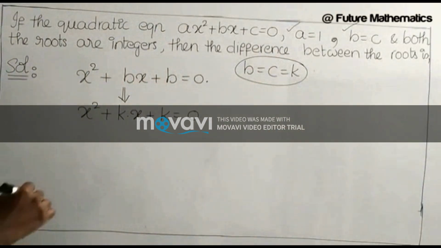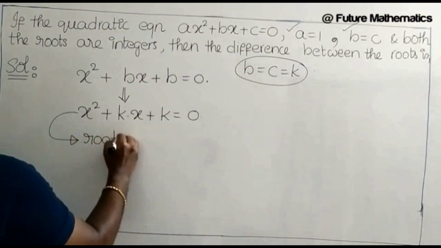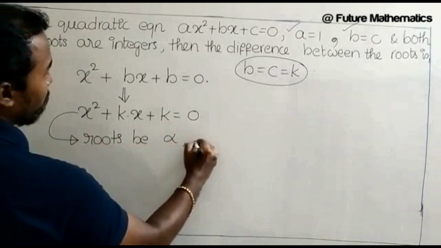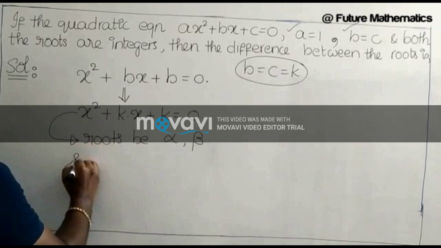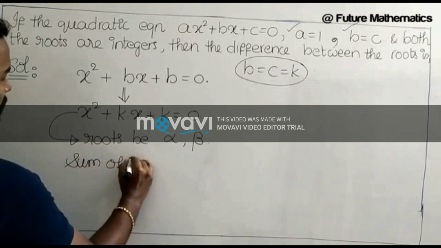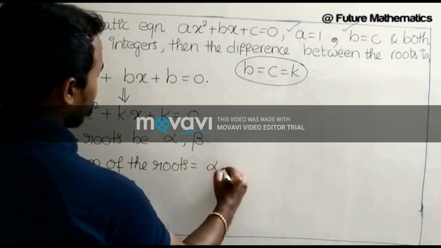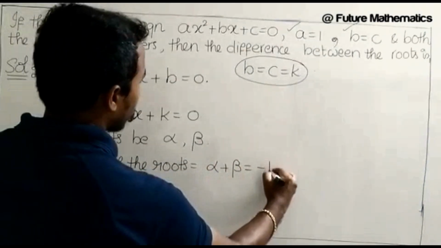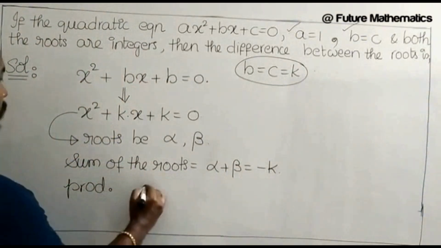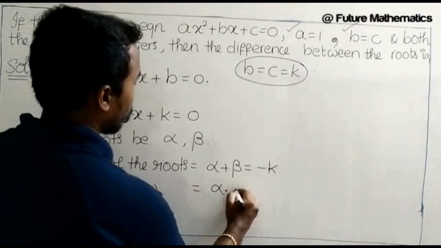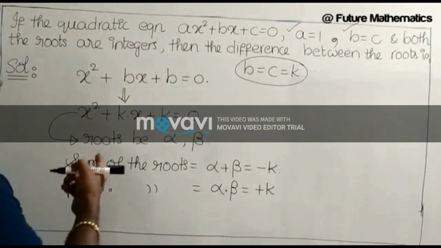Okay. Then now he's saying that the roots of this, let roots be alpha and beta. Now from this we could say that the sum of the roots, that is alpha plus beta, is negative k, and the product of the roots, that is alpha times beta, is positive k. How are you doing this?